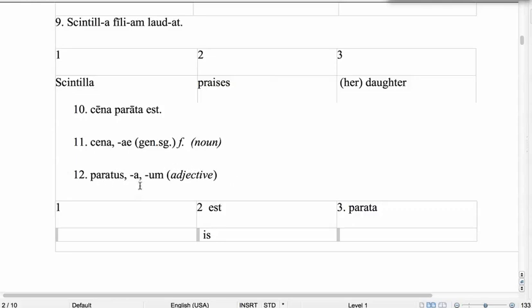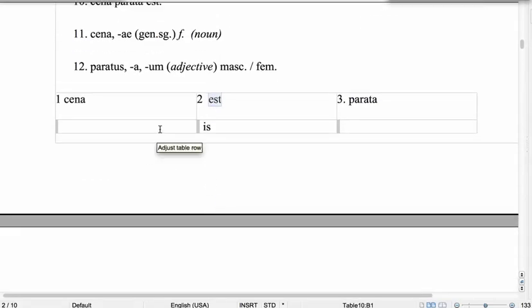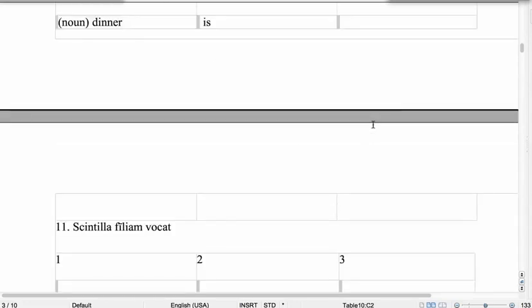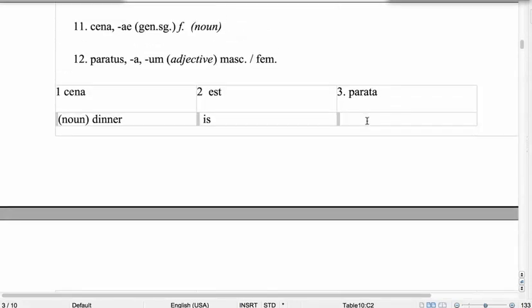The dictionary won't say this is an adjective or this is a noun, but this is how they show that to you. Adjectives can be any of the three genders. There are three genders in Latin: masculine, feminine, and neuter. You've only had so far the masculine and the feminine. So cena is a feminine noun. So the adjective that agrees with it, parata, is feminine too. So in a sentence with est as the verb is, you put the noun here, that is dinner, and the adjective here, that is parata.